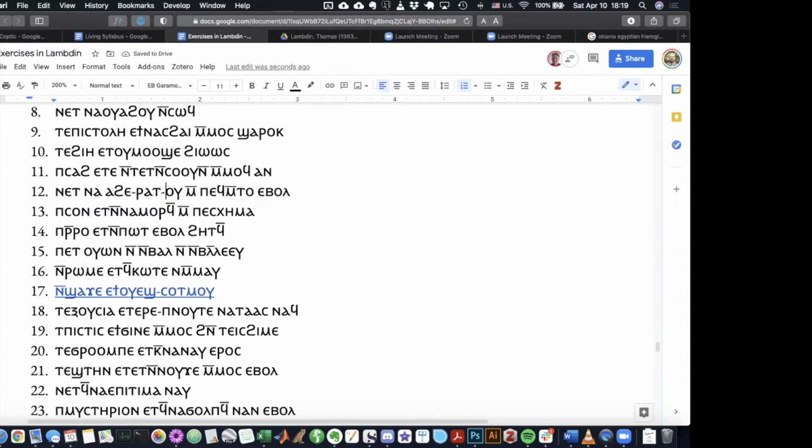So net is the plural definite article plus the relative. So those, substantivizing the relative clause. So those who. Na is the future particle. So those who will. Ahe is place, I think. And rat is feet. And u is a possessive suffix pronoun. So they will place their feet. Yeah, good.